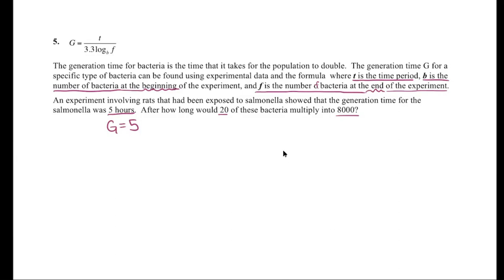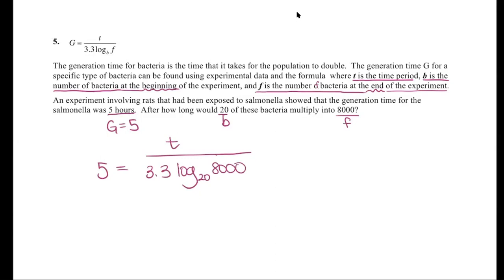All right. So we have G, the generation time, is 5. How long would 20 of these bacteria multiply into 8,000? So the 20 is the starting number, so this is B. And 8,000 is the end of the experiment number of bacteria. So let's plug in our stuff and solve for T. We got 5, T's on top, 3.3, log base B, which is 20, F is 8,000.